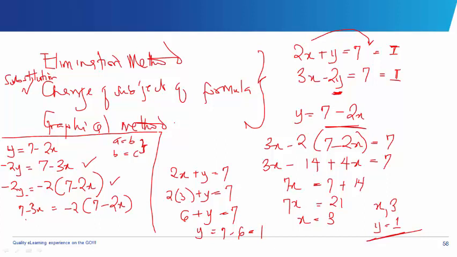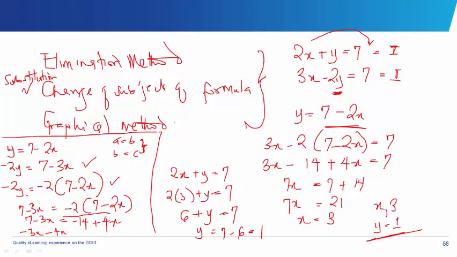Okay, so now let's simplify. Now that 7 minus 3x equals minus 2 times 7 gives us minus 14. Minus 2 times minus 2x will give us plus 4x. We'll collect like terms. So that will give us a minus 3x. We'll move over this to this side.